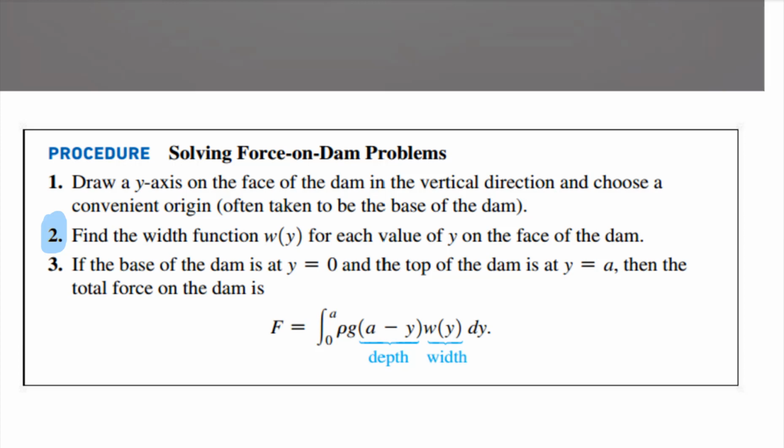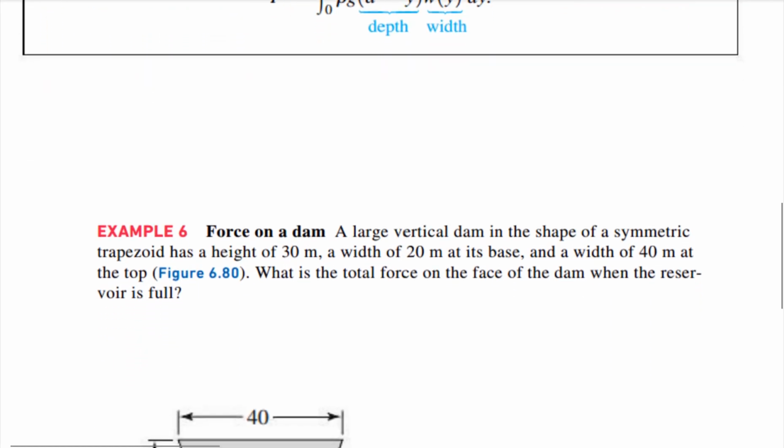And then it says, if the base of the dam is at y equals 0, please make it y equals 0. You can set the base anywhere you want to, but I'm begging you to put it at y equals 0 to make life easier. And the top of the dam is at y equals a. Then the total force on the dam is our pressure times our gravity times the depth times the width, integrated from 0 to a, all with respect to y.